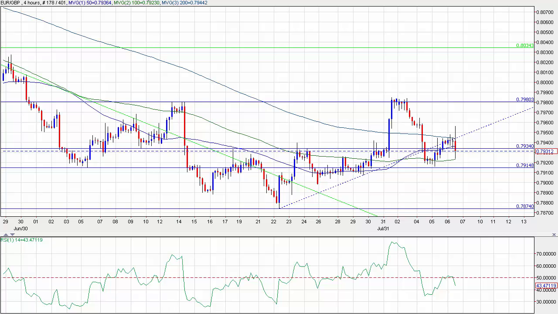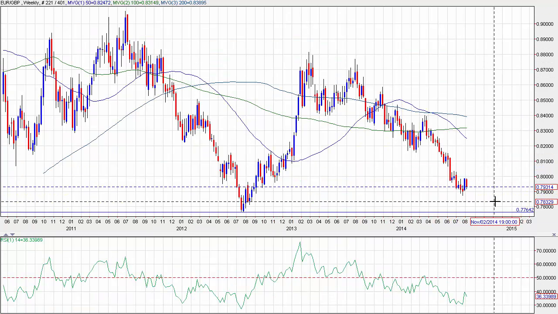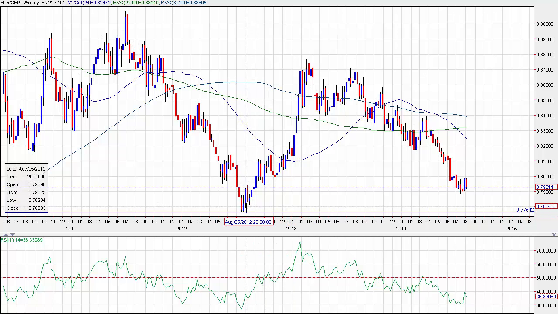With downside risk, let me switch to the weekly chart. With downside risk towards the 0.7764 support pivot and 2012 low.